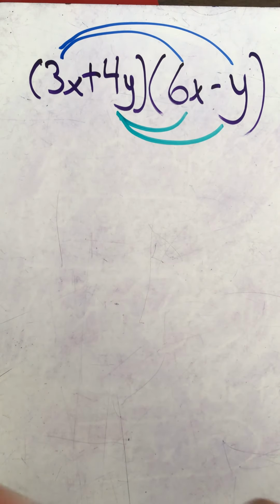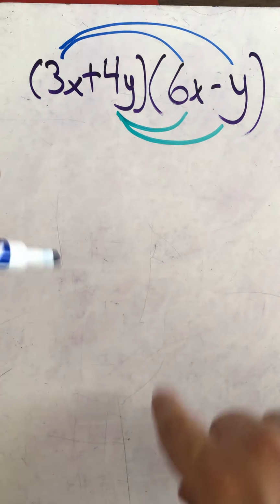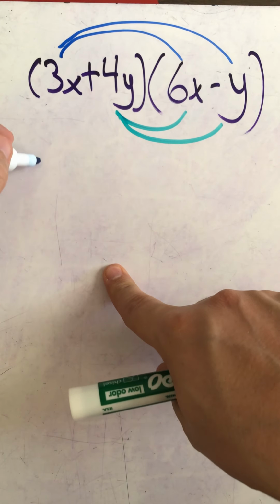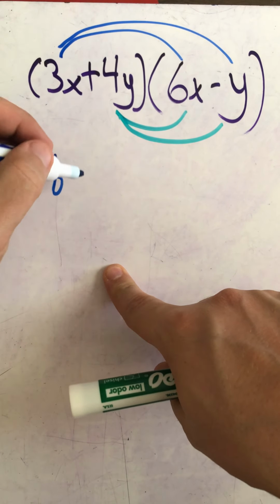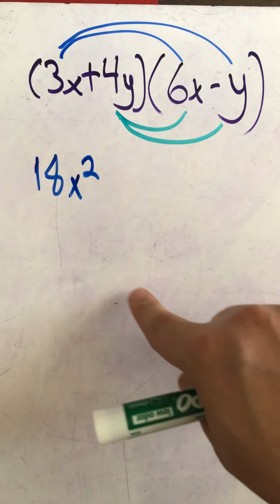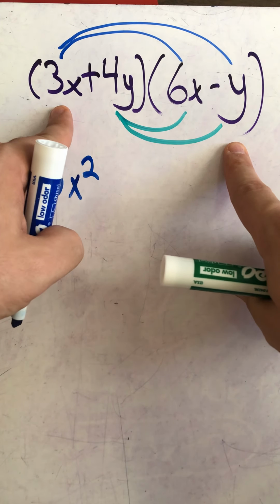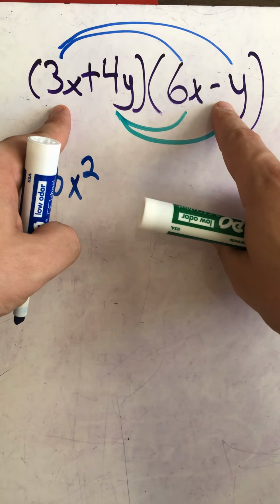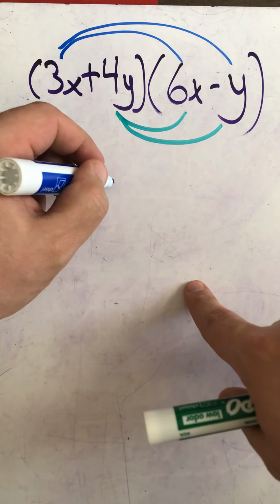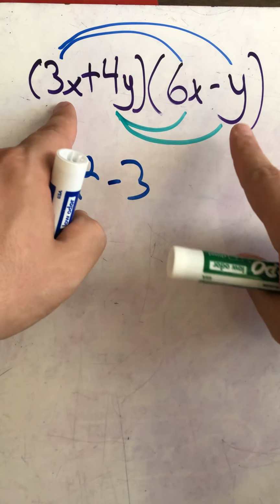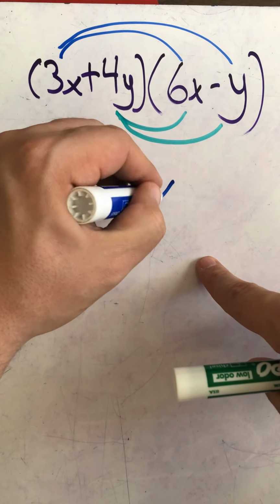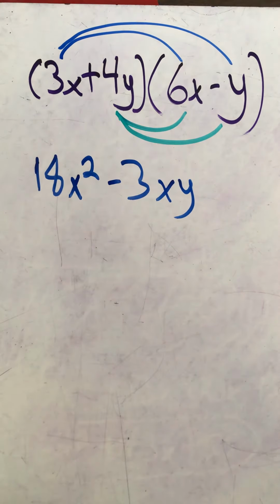Okay. 3x times 6x, just like last time. 3 times 6 is 18. X times x is x squared. Here's where it gets interesting. 3x times negative y. Well, I see that as a negative 1. 3 times negative 1 is negative 3. X times y, well, we can't actually combine them, so it stays xy.